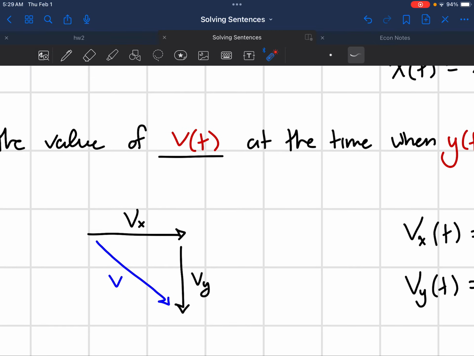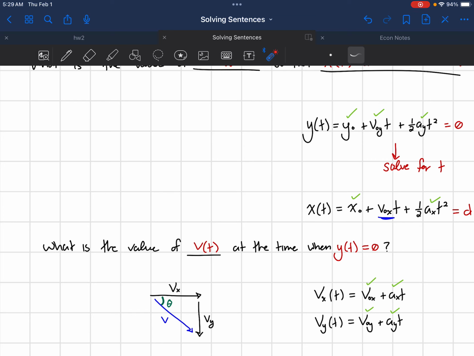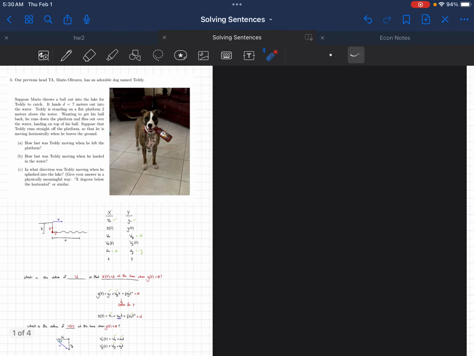Well, that would be the other part of our vector, because before we just would be reporting the magnitude, and our direction would be some angle theta somewhere on this triangle. So we could say theta below horizontal, or if I wanted to use this angle, I could say theta away from vertical, right? Vertical, horizontal. And that would take the same structure. What is the value of theta at the time when y of t equals 0? Right. So that's the setup for this one.